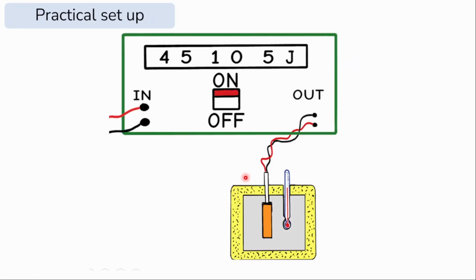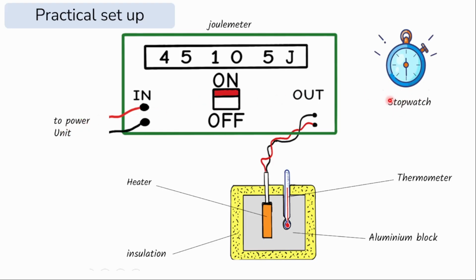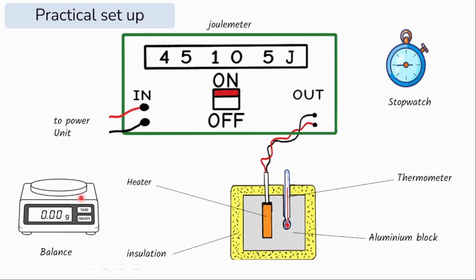For the practical setup, you need to know all the instruments needed and their function. The aluminium block we're trying to investigate, the thermometer to measure the temperature, the immersion heater to transfer thermal energy into the block, insulation to reduce heat loss to the surrounding, the joule meter to measure energy transferred, a power supply unit to connect to the joule meter, a stop clock to measure the period of heating, and a balance to measure the mass of the aluminium block.